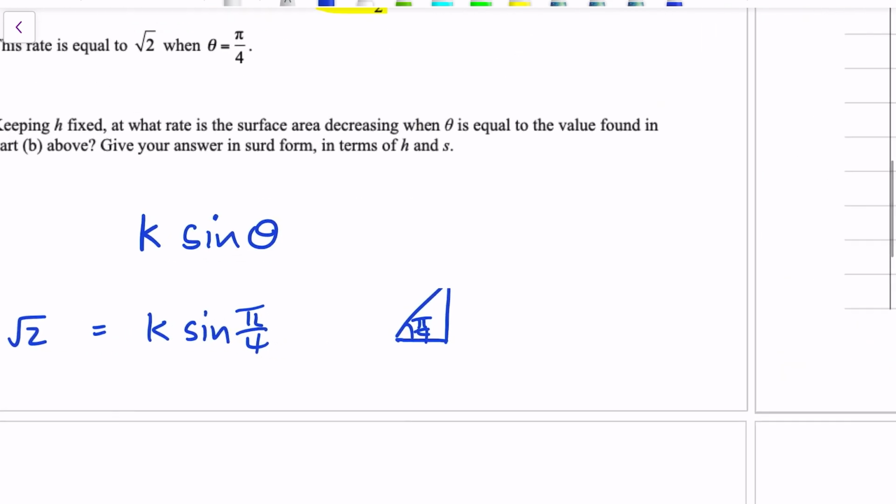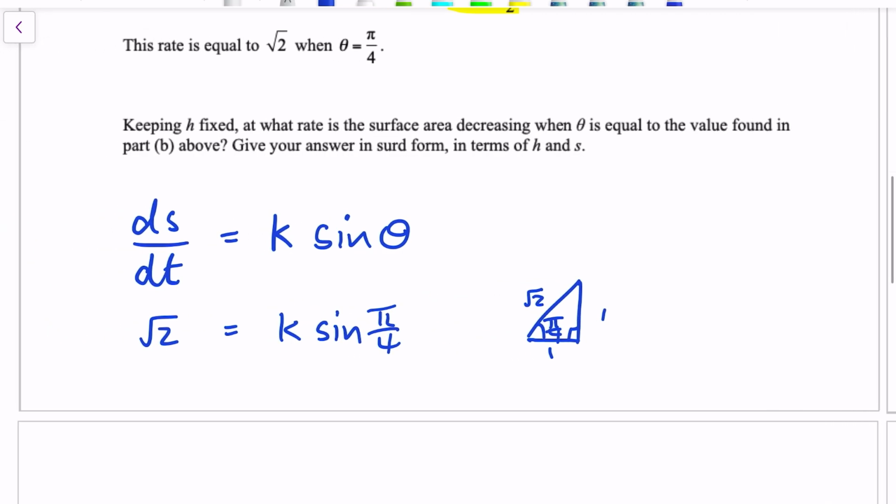Pi over 4 is a 45 degree angle. So sine of pi over 4 is 1 over square root 2. And therefore k is equal to 2 by cross multiplying. Okay, what are we asked?